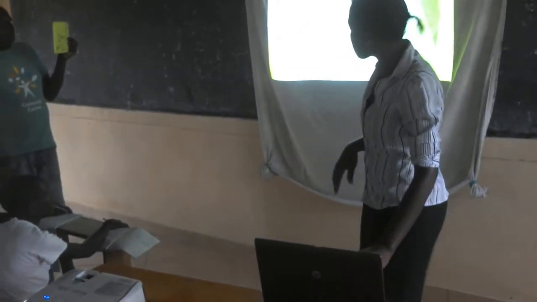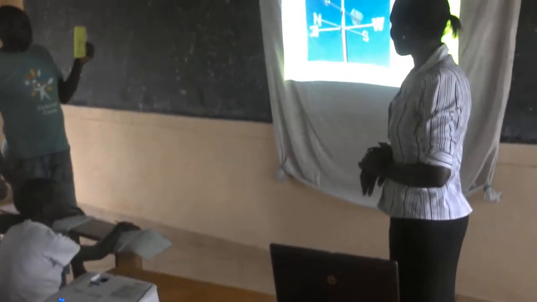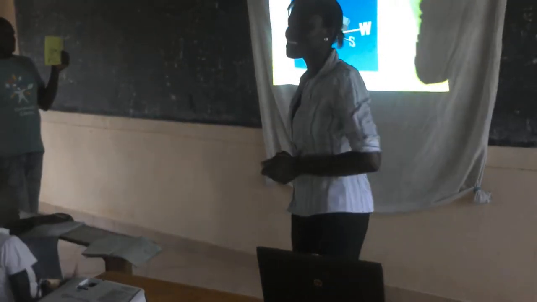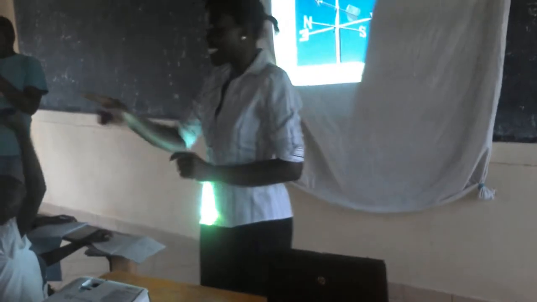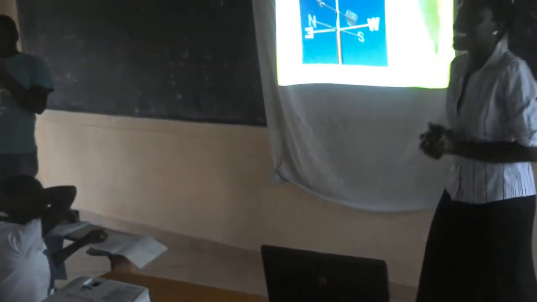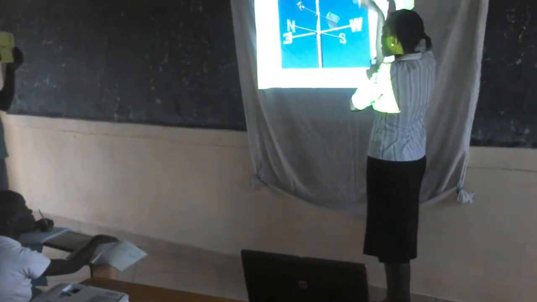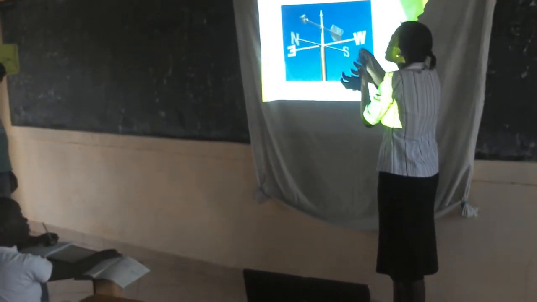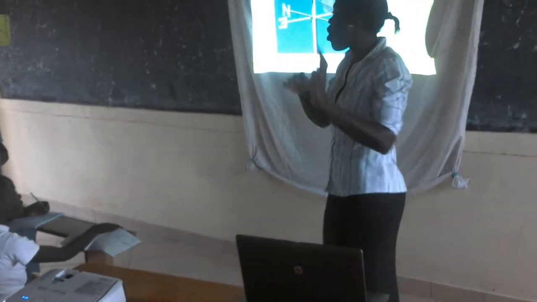So we move to the next one and we find one blue in color. Really looks nice. So which other instrument is that? Yes, Regina. This is a wind vane. The wind vane has an arrow. Look at the arrow. The wind vane has got the compass. So we show the direction of the wind using the compass, whether it is north, south, east, or west.